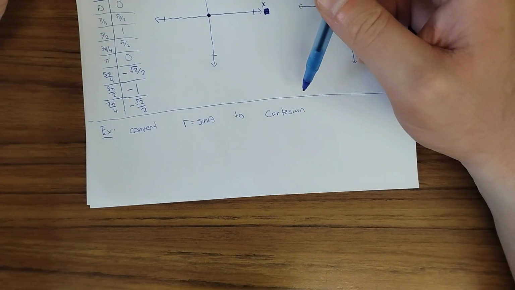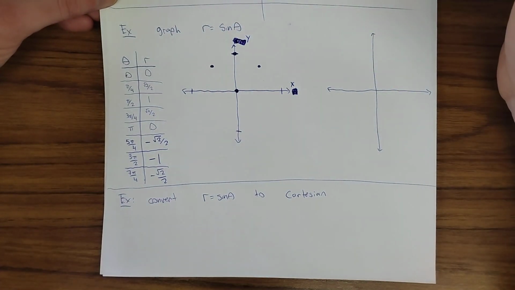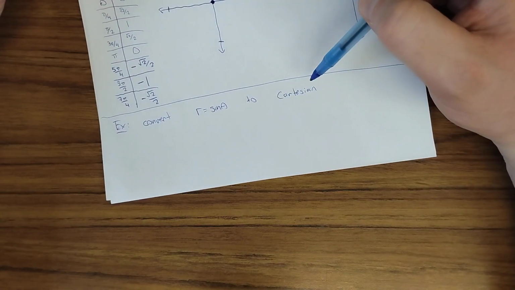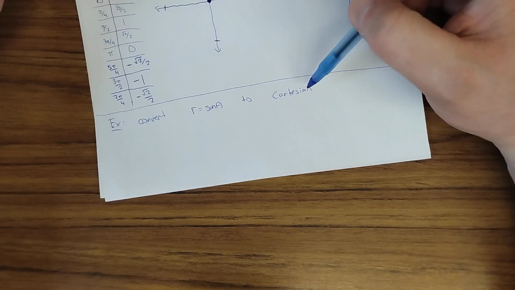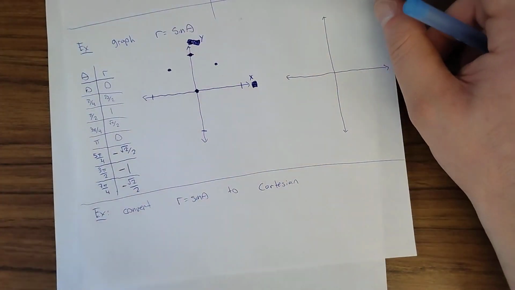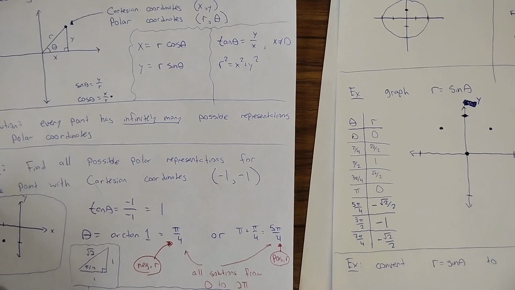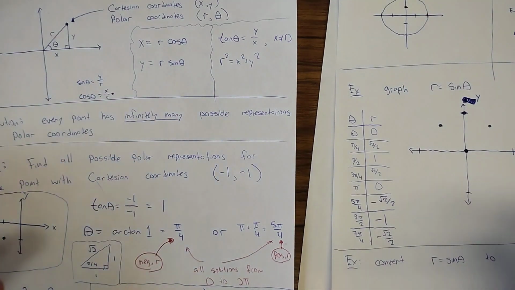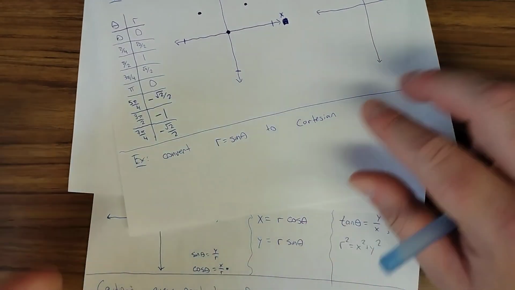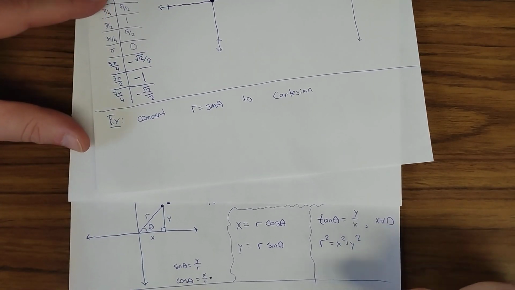Let's talk about the next example. We're going to take this same curve, r equals sine theta, and convert it to Cartesian. So we're going to get an equation involving x and y. So to do that, we basically have these equations. And I'm trying to do r equals sine theta.